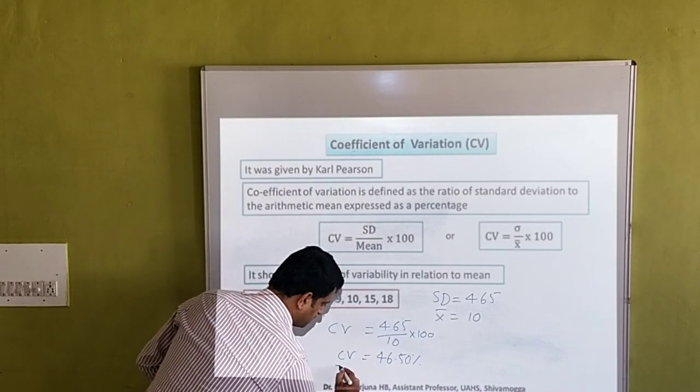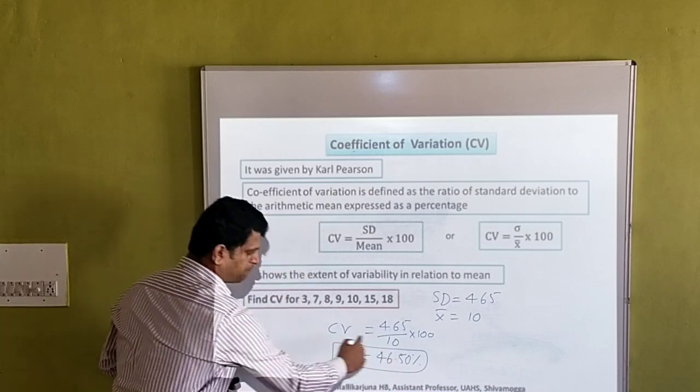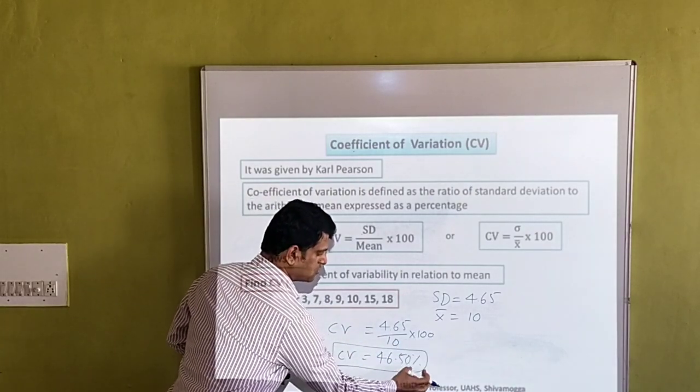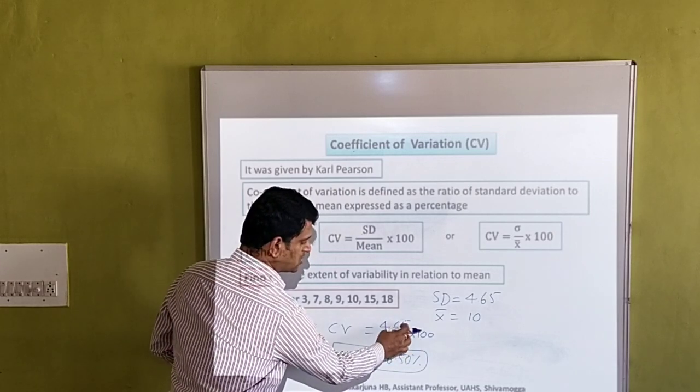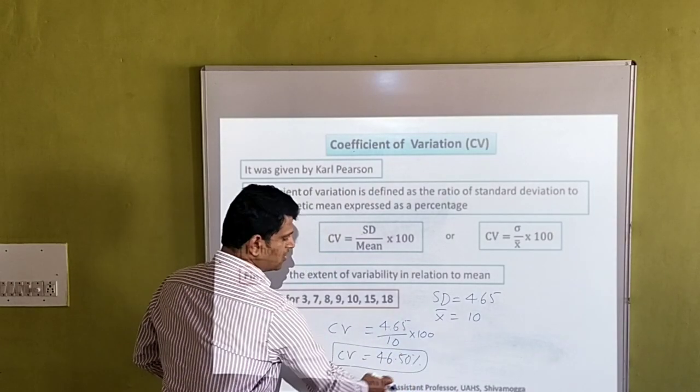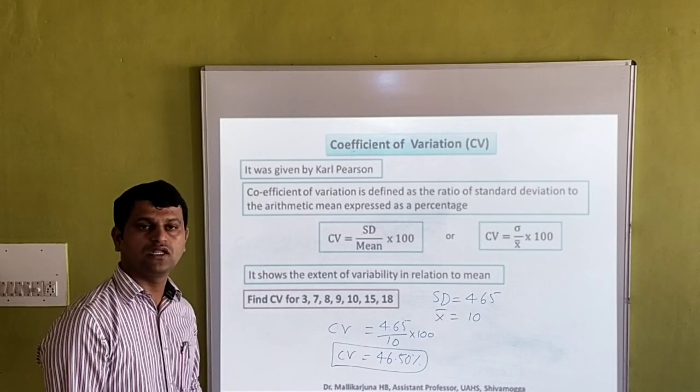So 46.50 percent. You have to mention percent here. Whatever the unit of standard deviation and mean, at last for CV it becomes percent. It should be expressed in percent.